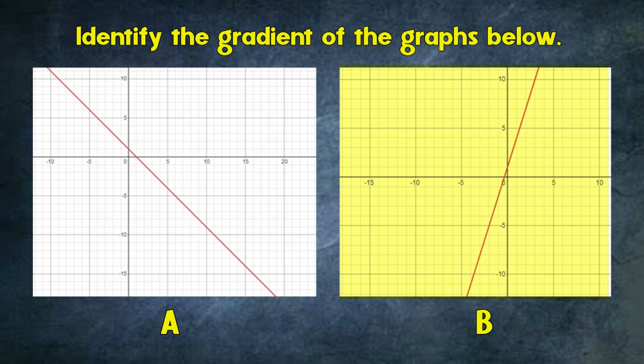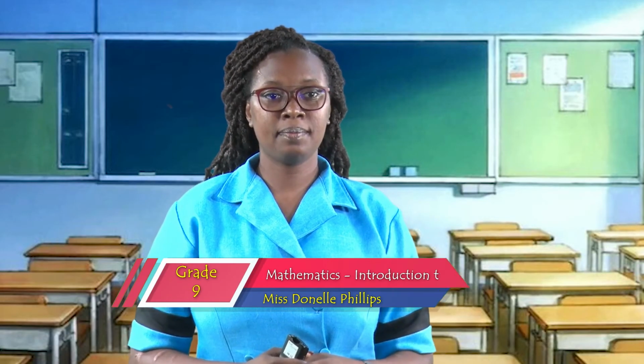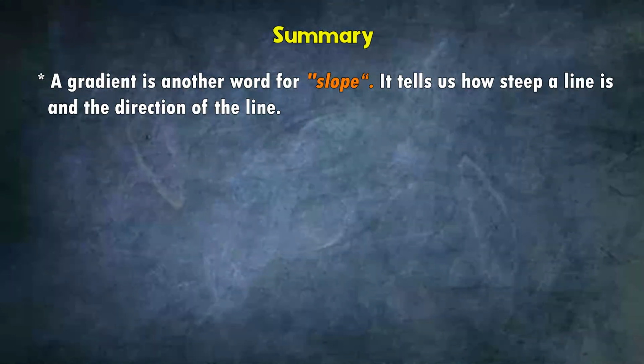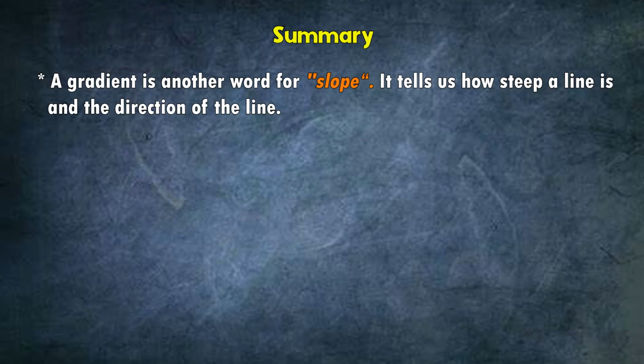If you said graph B, then you're absolutely correct. Graph B is steeper than graph A. So to summarize today's lesson, gradient is another word for slope, and it tells us how steep a line is and the direction of the line. The type of line gives us information about the gradient.